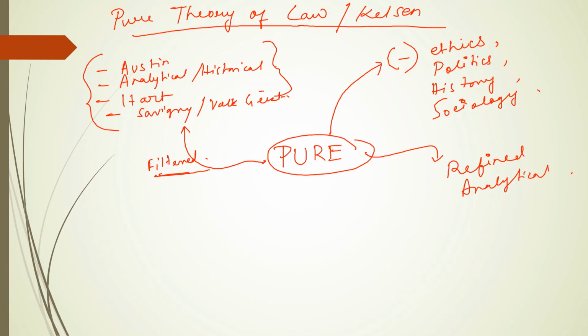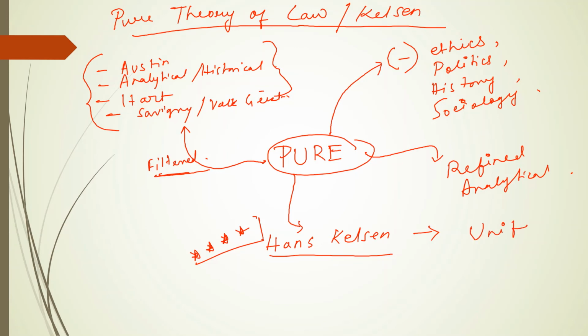So who made this pure theory of law? Just remember the name, Hans Kelsen. Very important. Who made this pure theory of law? Hans Kelsen. Got it? So Hans Kelsen said the law is uniform and applicable at all times.